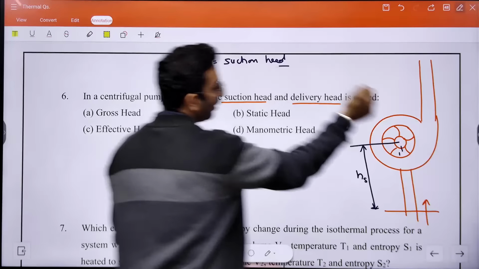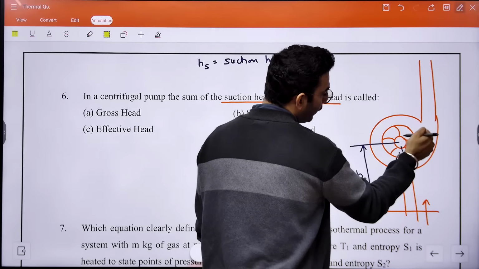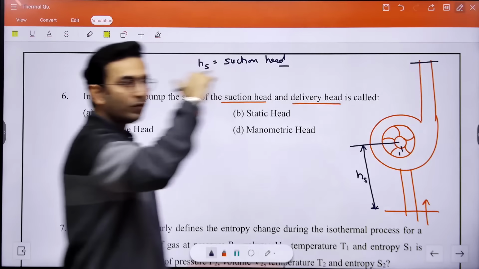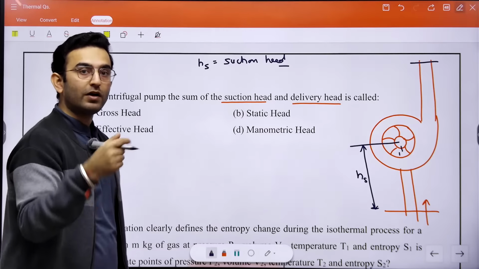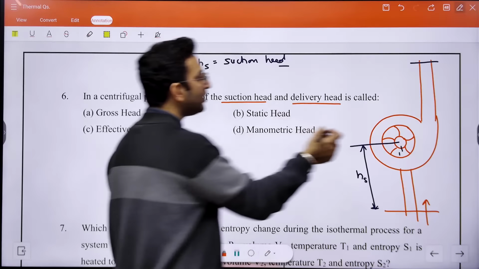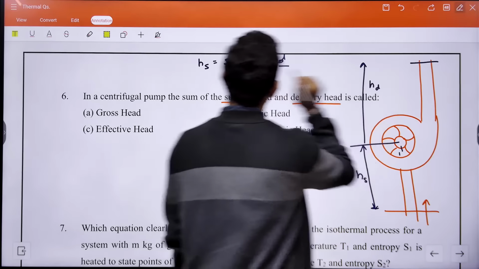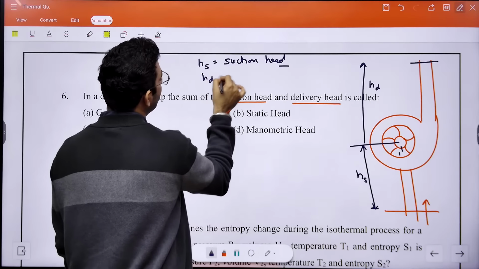Next part. Now, in order to lift the water from the center of the pump to the top of the delivery pipe, we have to provide extra energy, and that energy is known as the delivery head, which is represented by Hd. So Hd is representing the delivery head.